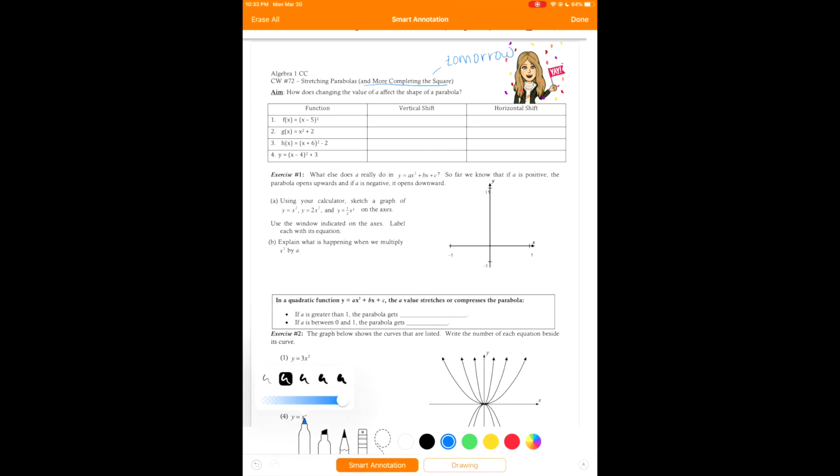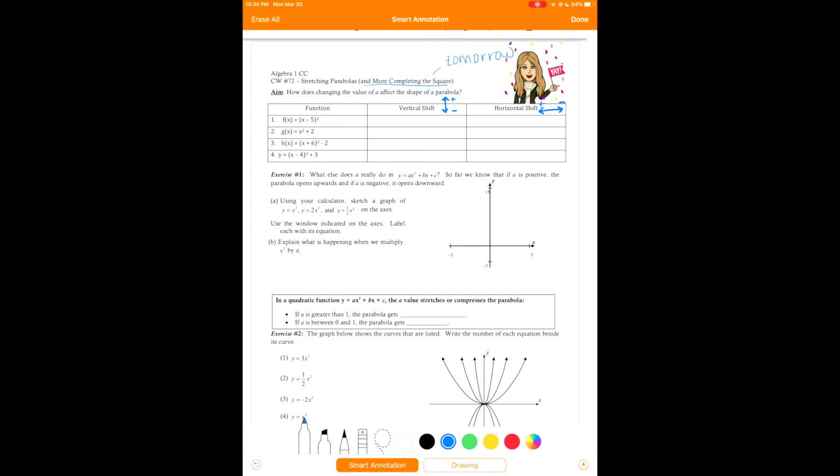So looking at the do now, it says our aim is going to be how does changing the value of A affect the shape of a parabola. So in our do now, we want to talk about the vertical shift and the horizontal shift. Just to refresh our memory, vertical means up and down. Horizontal means left to right. So if I am adding a value to the end of the function, that's going to be going up. And if I'm subtracting, that means I'm going down. Horizontal is switched. So when you're subtracting, you're actually going to the right. And when you're adding, you're actually going to the left. So that's going to help us here.